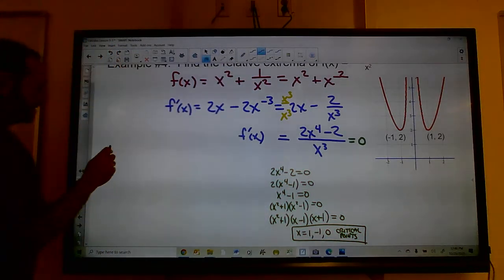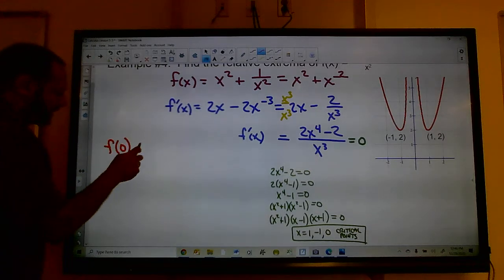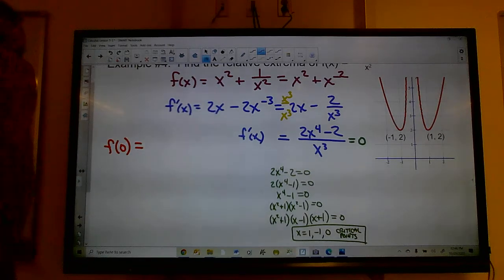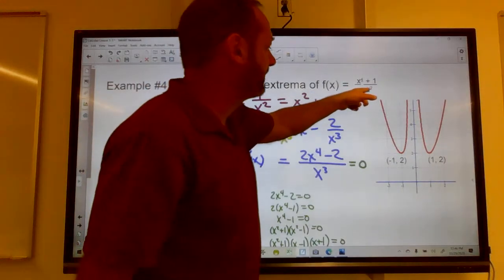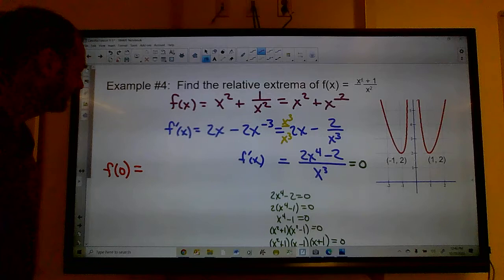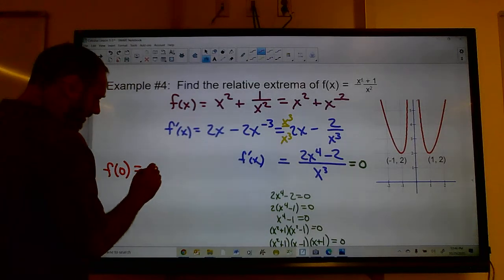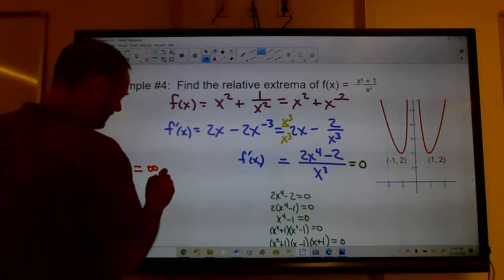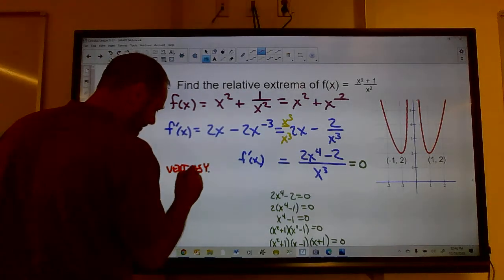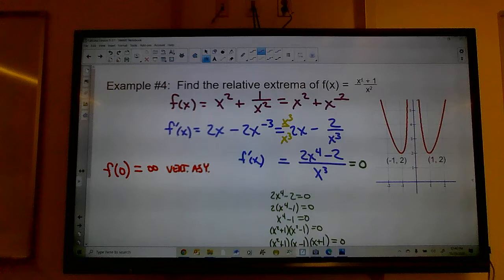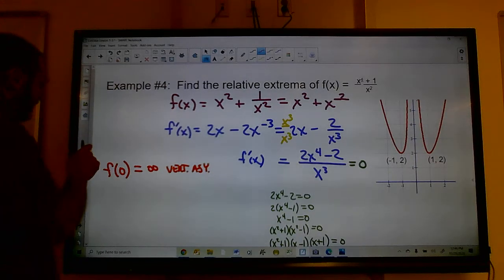F of 0, well, I can't plug 0 into here because that's undefined. So this is undefined, and that tells me that there is a vertical asymptote there. Okay, so I don't have an answer.